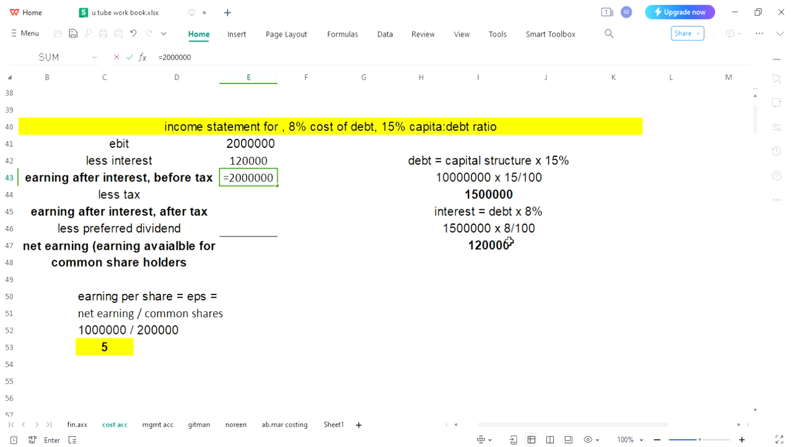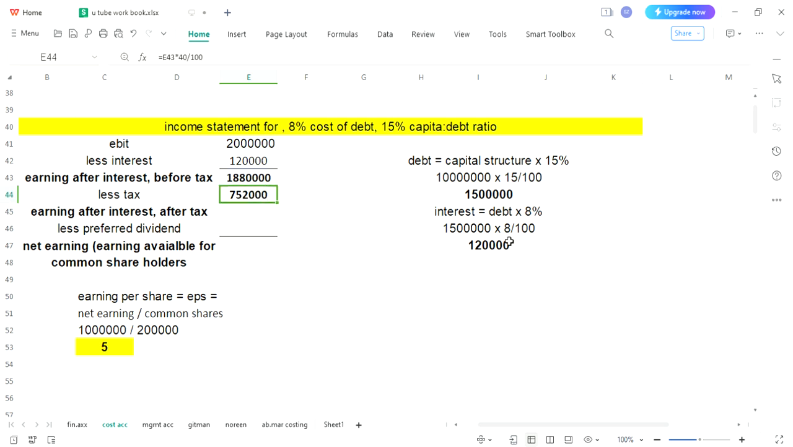Instead of this, I am continuously calculating zeros. I will take a little help from Excel, because if a single zero is missed, the whole answer would be wrong. So here is your EBIT, the amount is 2 million, and you will subtract the amount of interest, 1,20,000. So we have got our income after interest. It's time to calculate your tax by applying the tax rate upon previous income. Our previous income was 18,80,000. Rate of tax is 40%.